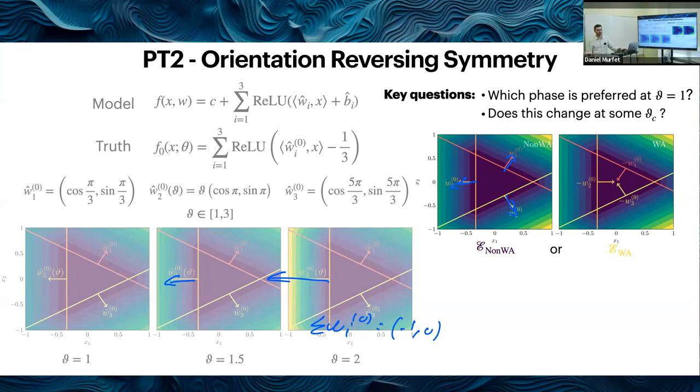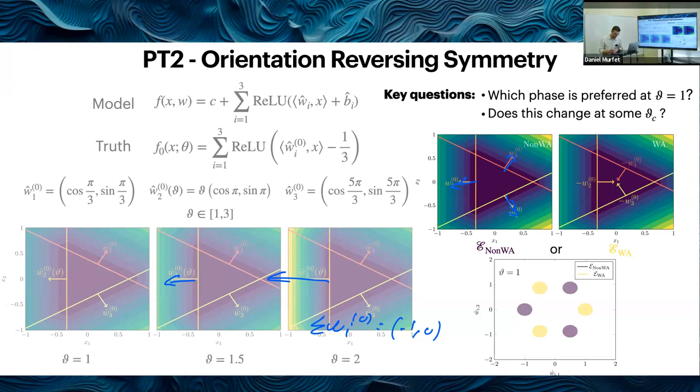And does this change at some critical parameter? And so here we can represent these two different phases by these different balls, which again will make more sense when you see the animation.